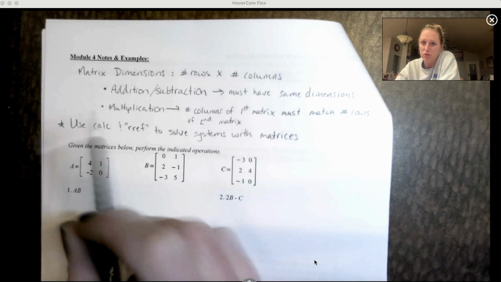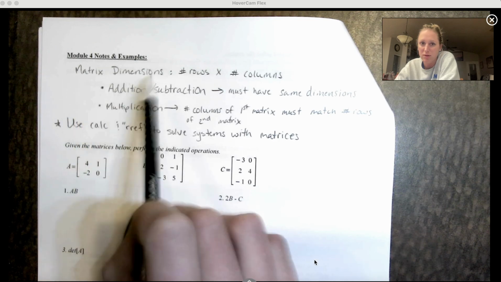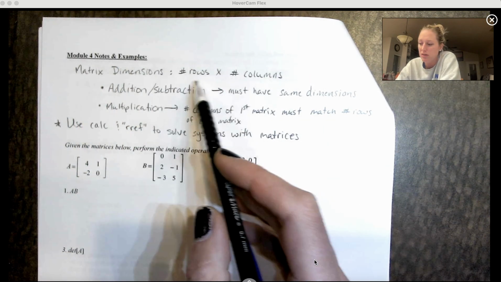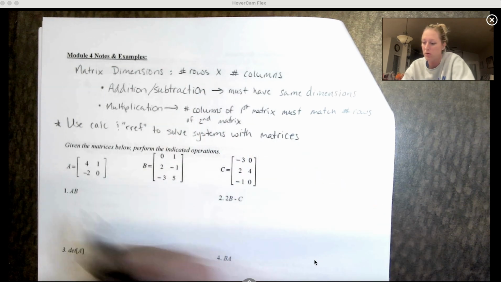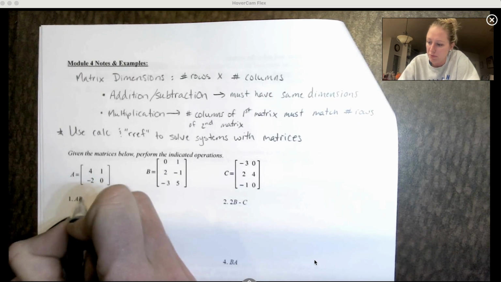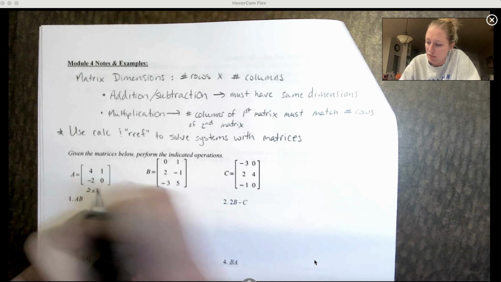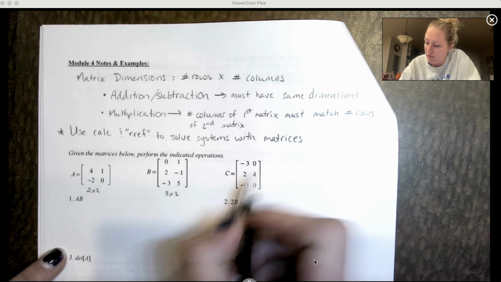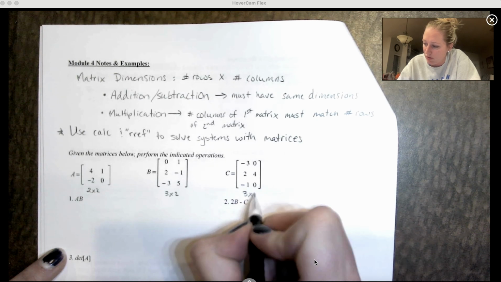One big thing to remember is whenever we talk about matrices, we reference them with dimensions. Remember, we do that by number of rows by the number of columns. So A in this example down below is a 2 by 2 matrix. B is a 3 by 2 matrix. And C is also a 3 by 2 matrix.